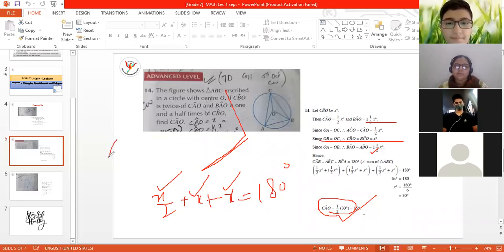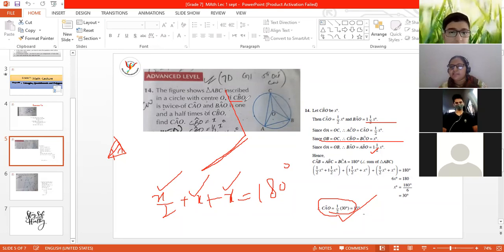You have already done some of the questions where there are two angles, this one, this one, this one. So in this question, there are three angles, angle A, angle B, and angle C. Each of them is divided into two, right? And he has given us an equation that CBO is twice of CAO. So we don't even know what CBO is.